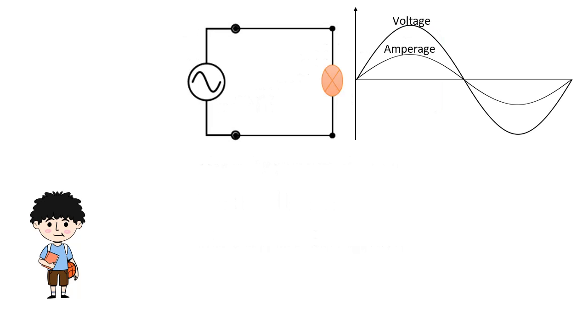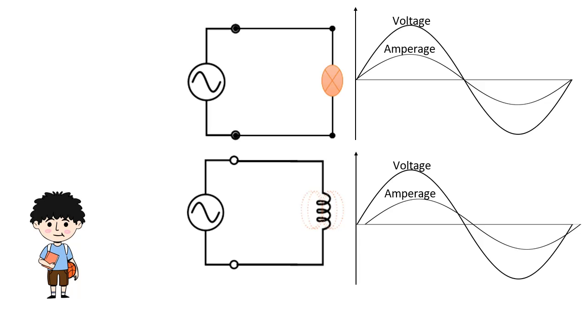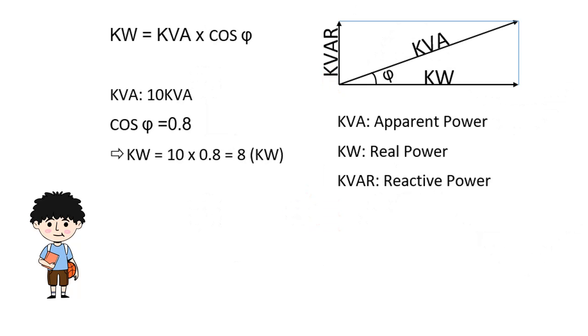For resistive loads, voltage and current are in the same phase, meaning no delay. If the source has a power capacity of 10 kVA, the load will consume 10 kilowatts. For a coil, if there is current flowing through the coil, there will be a delay and it creates a reactive voltage. So voltage and current have a phase difference, phase delayed. Assuming cosφ equals 0.8, if you have a source of 10 kVA, you only use 8 kilowatts.